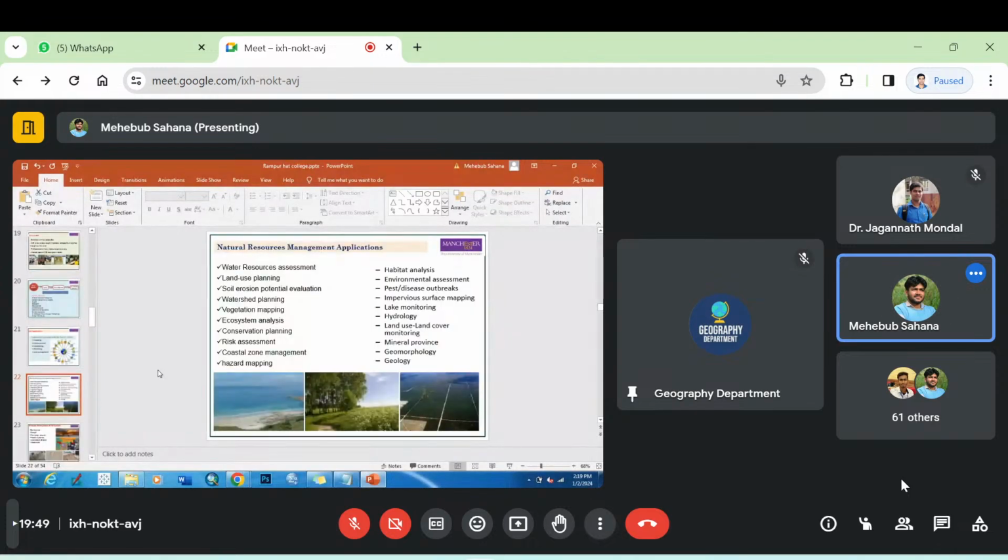Okay, natural resource management applications. I'm not going into much detail, but modern climate science, the modern science of environmental change, is totally dependent on GIS. A climate scientist is not capable of doing anything without GIS. GIS is very much relied upon for climate science and climate change studies.